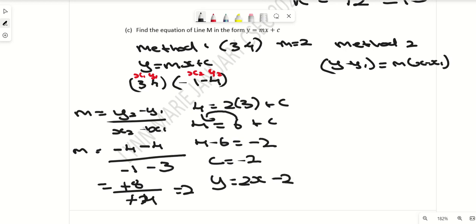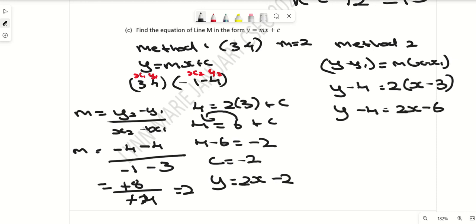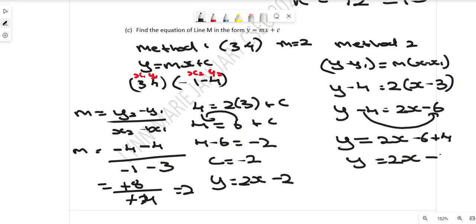That is method 1. Method 2, we're using the same points and the gradient. y minus 4 is equals to 2 by x, which is x minus 3. Right? So that is y minus 4 is equals to 2x minus 6, because 2 3s are 6. Right? You carry across minus 4, that is going to turn into positive 4. So y is equals to 2x minus 6 plus 4. So y is equals to 2x minus 2. We get the same answer, so you know this is your equation of your line.